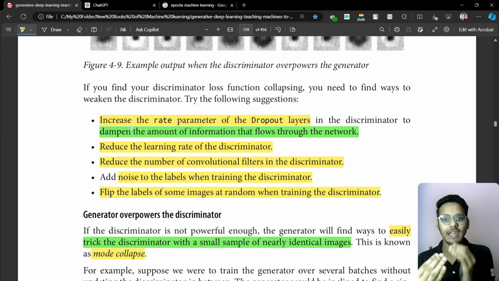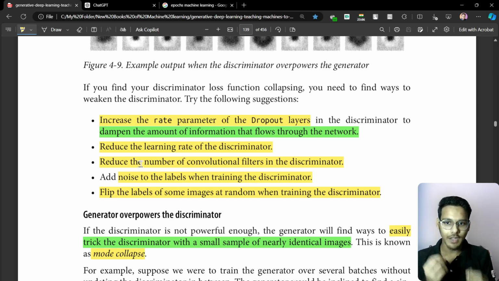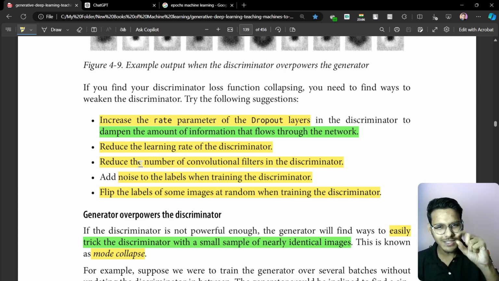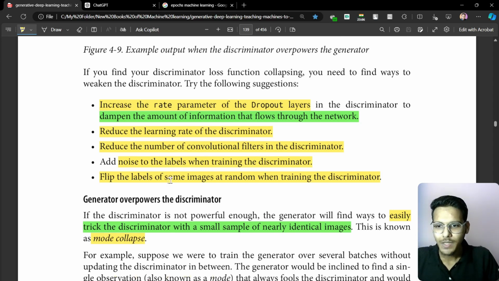We will be increasing the rate parameter of the dropout layers. Okay. So what will happen? When we increase the rate parameter of the dropout layers, it will actually drop out and dampen important information. Okay. Then reduce the learning rate, because if you reduce the learning rate, it will learn very slowly. Okay. So it will not be able to discriminate much. Reduce the number of convolutional filters, add noise to the labels, flip the labels, and all these things. Okay. So you can see it.